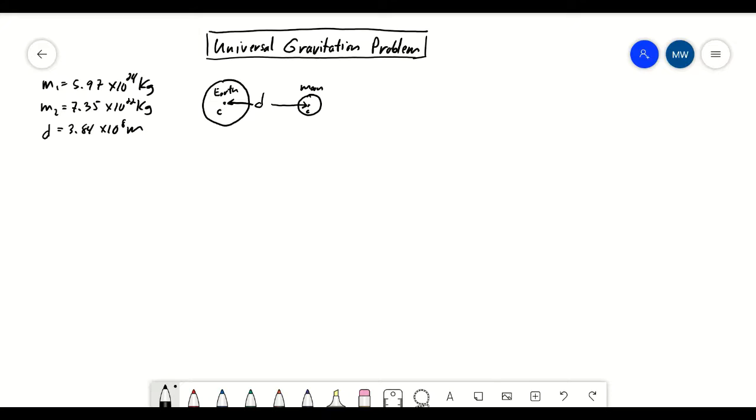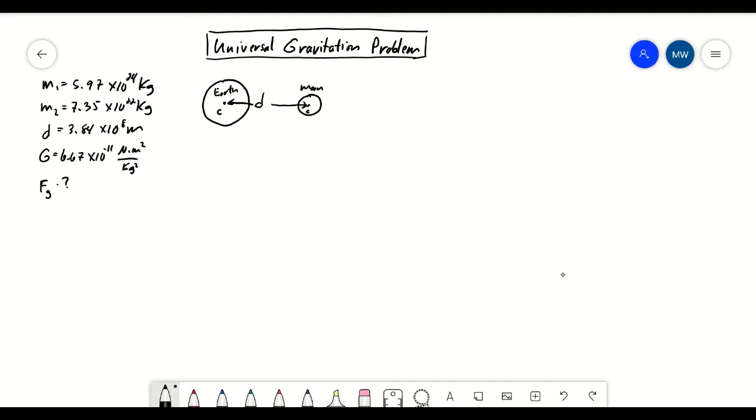We always will use the universal gravitational constant, big G, 6.67 times 10 to the minus 11 Newton times meter squared divided by kilogram squared. And in this problem, we're asked to find the force of gravity between these two objects. Let me rewrite that.